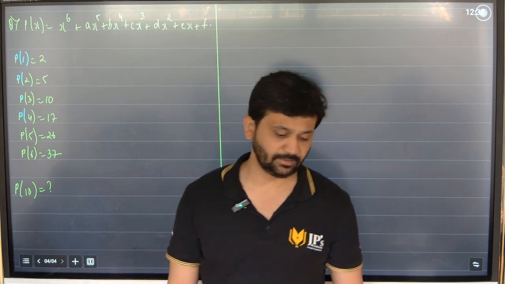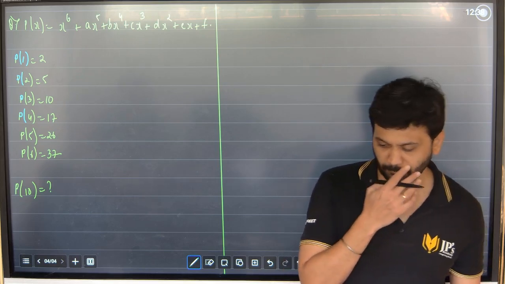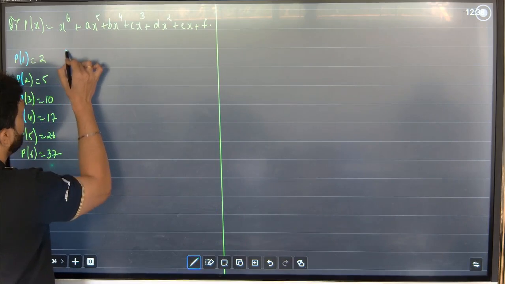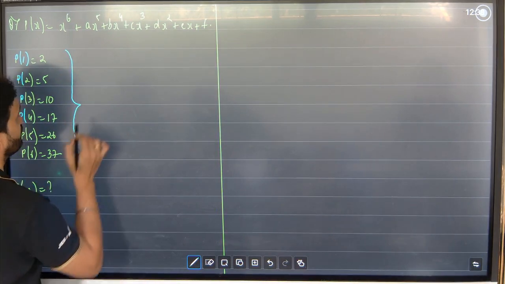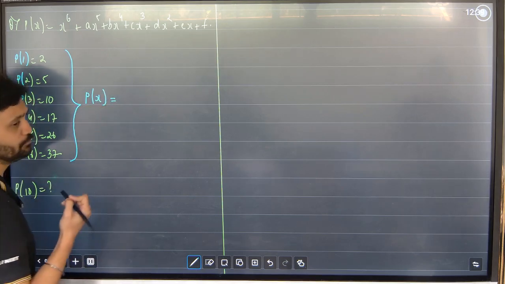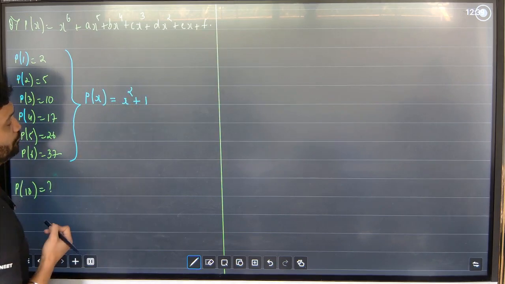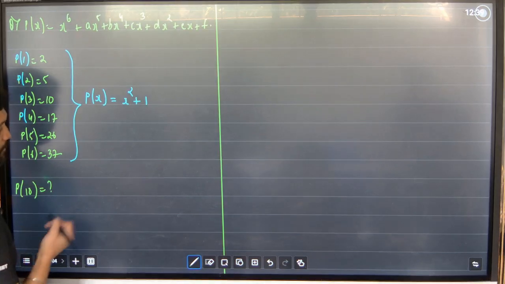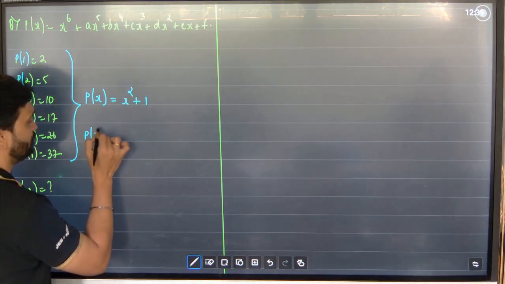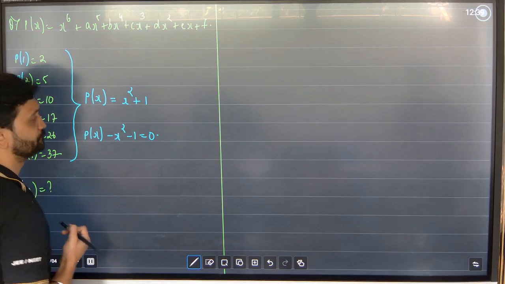So this is the data that is given to me. P of 1, P of 2, P of 3, P of 4, P of 5, P of 6 is given to me. The first thing I understand is I have to find the relation between all this. So what is the relation? Can anyone tell me? P of x is equal to x square plus 1. Very good. P of x is equal to x square plus 1 is given to me. So in other words, I can write that P of x minus x square minus 1 is equal to 0.